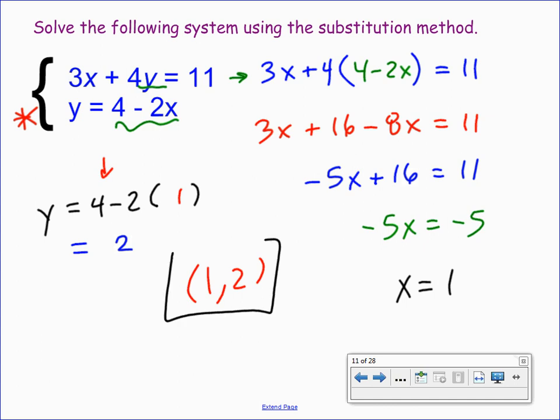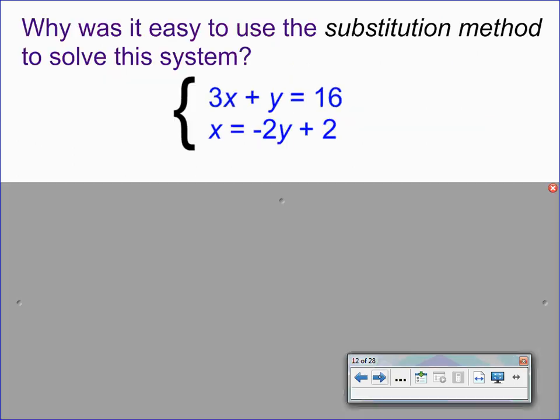So absolutely right. Raise your hand if you already have 1 comma 2. Who had 1 comma 2? Awesome work, you guys. You got the substitution method, that's great.